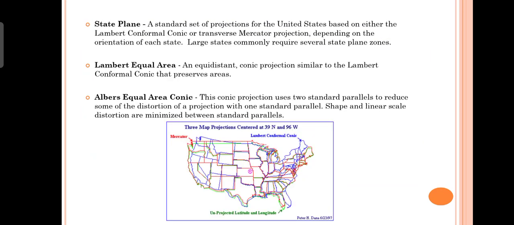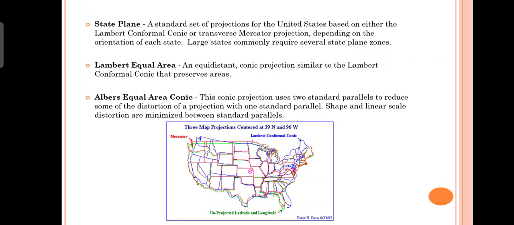Next, state plane. A standard set of projections for the United States based on either the Lambert conformal conic or transverse Mercator projection, depending on the orientation of each state. Large states commonly require several state plane zones.